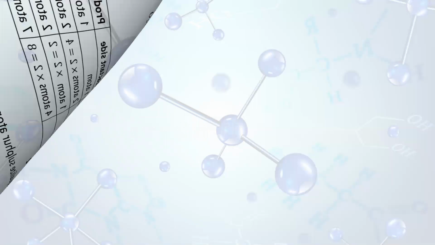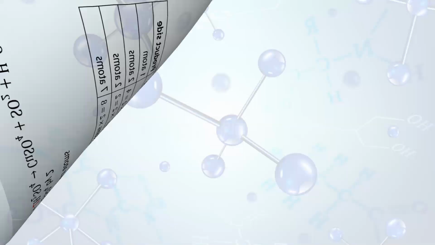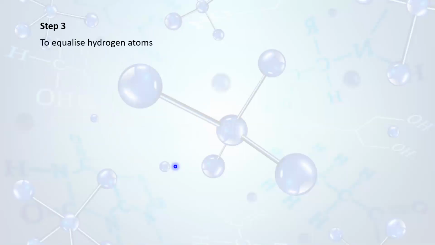From the table, we can see that the oxygen atom is not balanced. Sulfur atom we balanced. Now on the reactant side 2 atoms and on product side also 2 atoms. But see the oxygen on reactant side 8 atoms and on product side 7 atoms. So we have to balance the oxygen atoms and also hydrogen atoms. So to equalize hydrogen atoms, multiply H2O by 2.